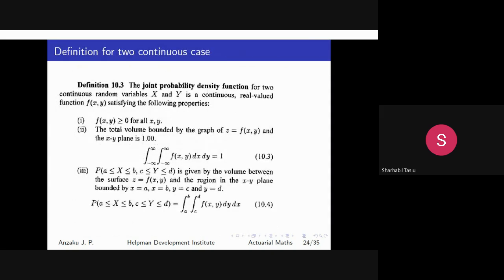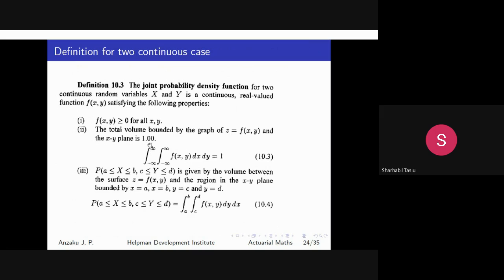So, in reviewing the properties, we have first of all that f of x comma y must always be greater than or equal to 0 for all x comma y. That's the non-negativity axiom. We're saying that it must not be negative. Then secondly, the total volume bounded by the graph of z, which is f of x comma y, and the x-y plane must give us 1.0.